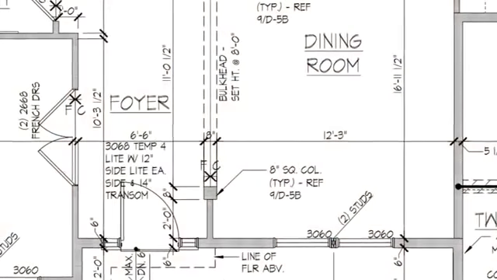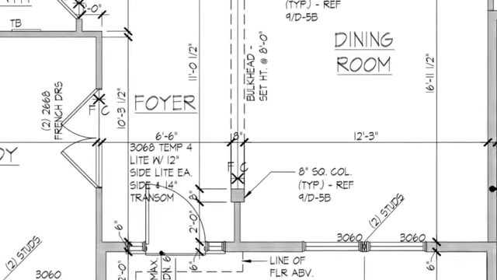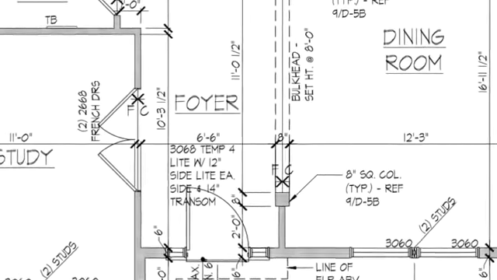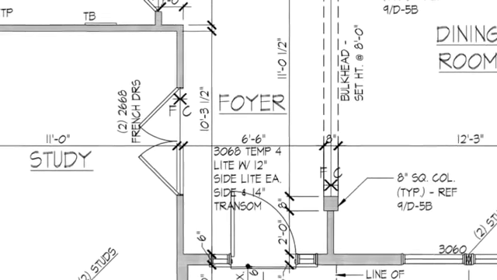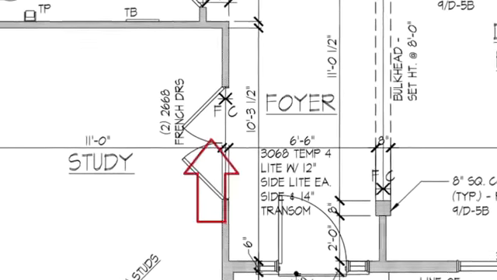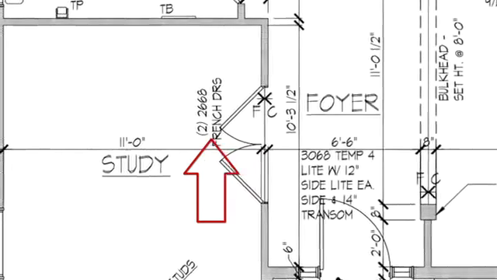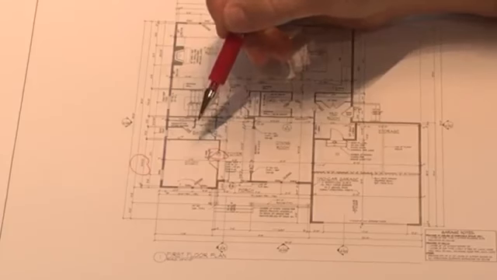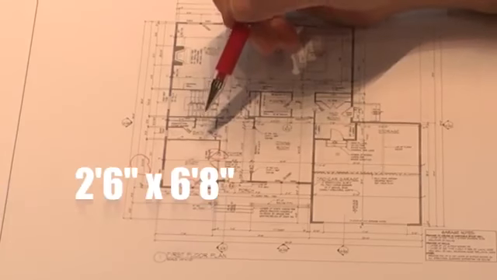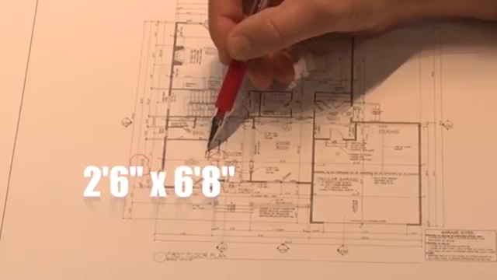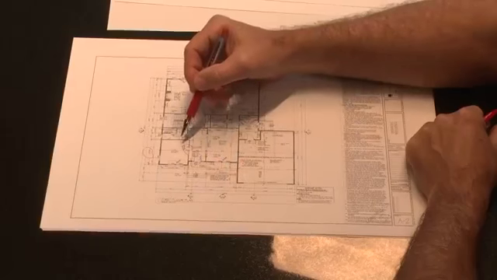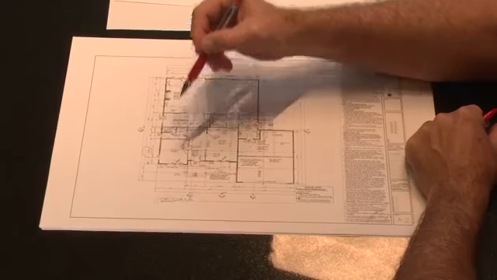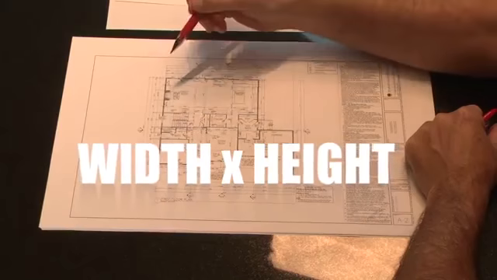Going from the foyer into the study, you'll notice there's a set of double swing doors. It says here 2668. That means there are 2 doors. Each door is 2 feet 6 inches wide by 6 feet 8 inches tall. So the key thing to remember when you're looking at doors and windows is width, then height, and in feet and inches.